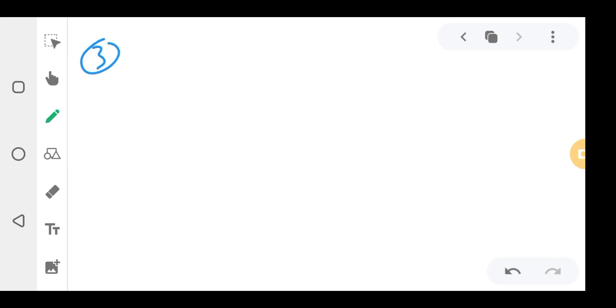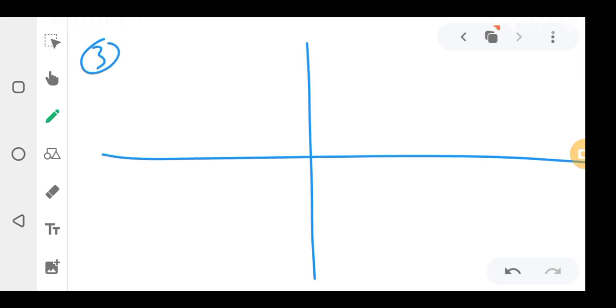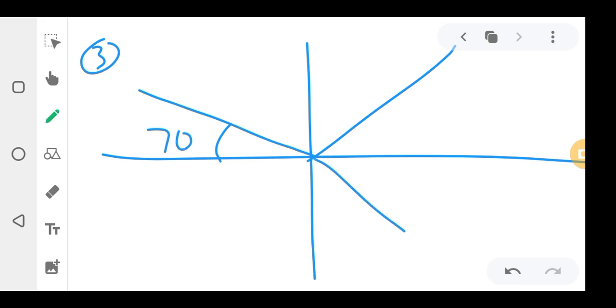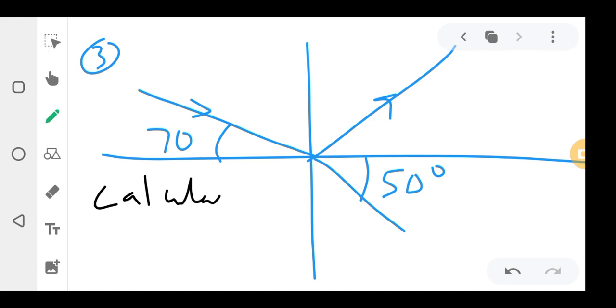See example 3. It continues just like that. Sometimes a figure can come like this. Here they can give you 70, for example, and here they give you 30. Actually, they can even give you 50 here. This is the incidence ray, this is the reflected ray. Again, they can say calculate the refractive index.